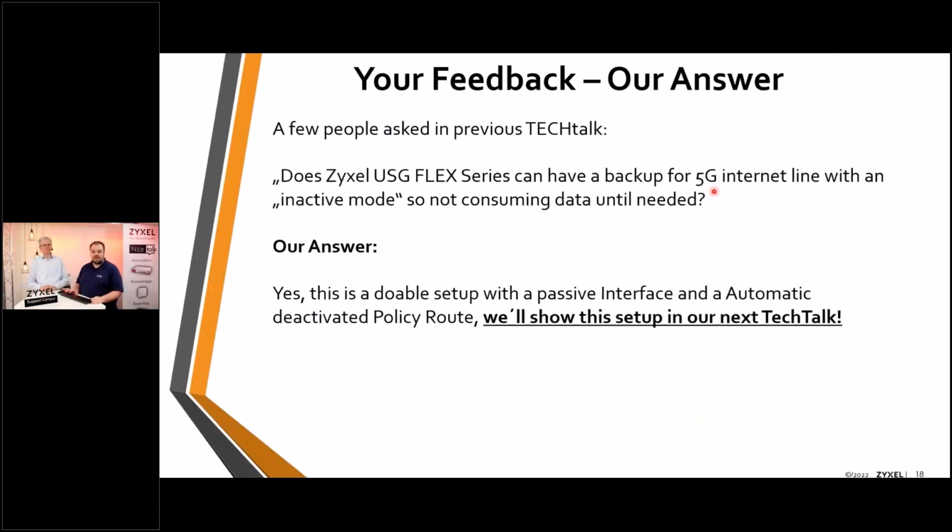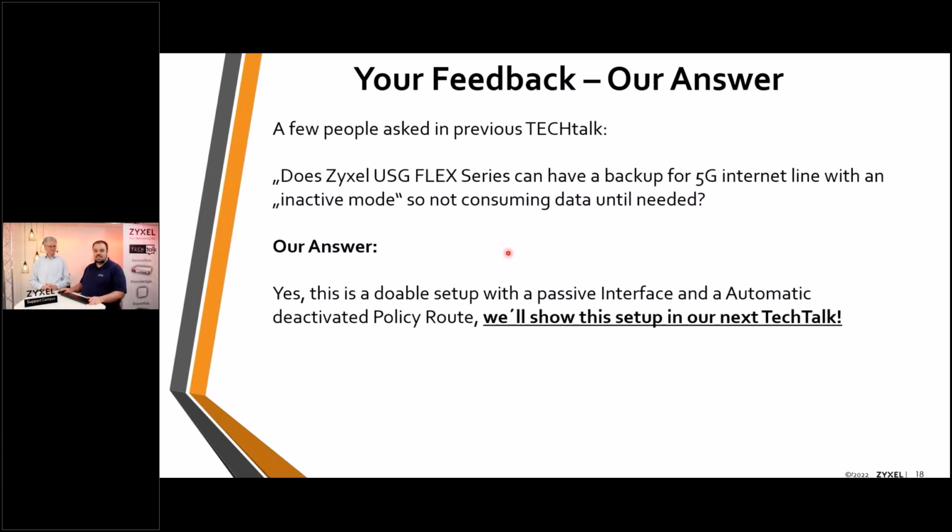Yeah, so the last TECHtalk feedback was from a customer who has a USG Flex and a 5G or LTE router with a SIM card, but not with unlimited data. So they just want to use this router in case the main internet line goes offline or the fiber line is not there, and then start consuming data as a backup. Correct. And yes, this setup is doable with a policy route. We can set up policy routes with an active and a passive policy route, and it checks based on a connectivity check. When the interface is down, then another policy rule will be automatically enabled. And you can build this process.